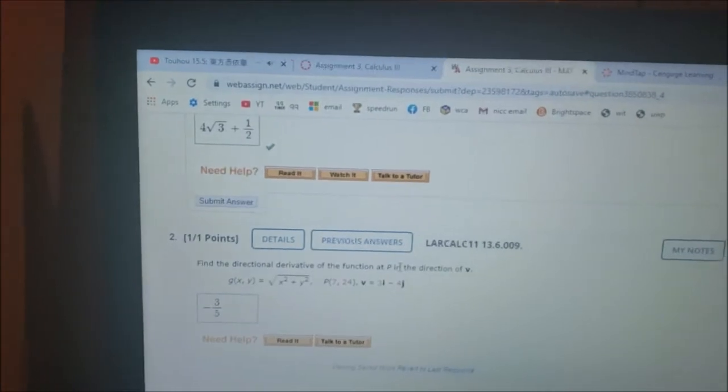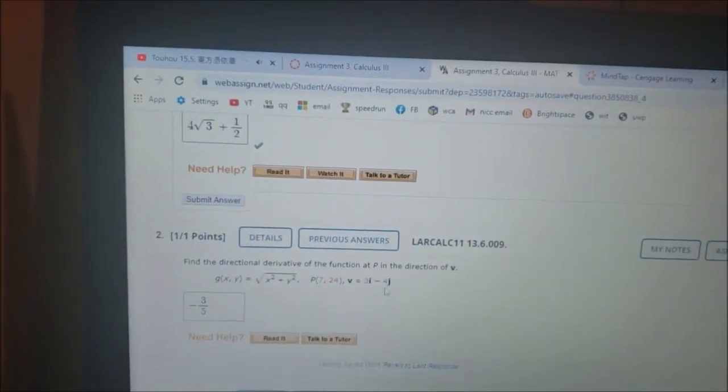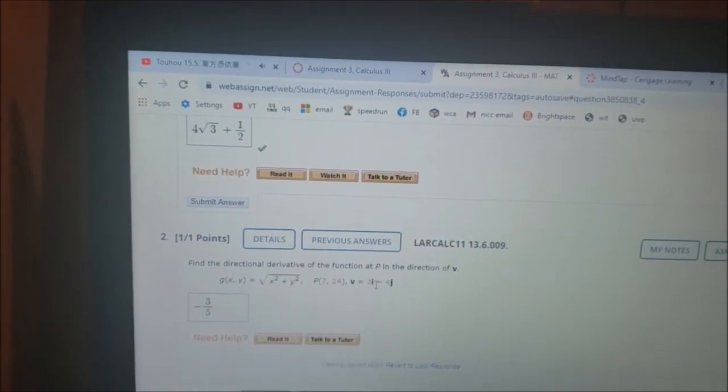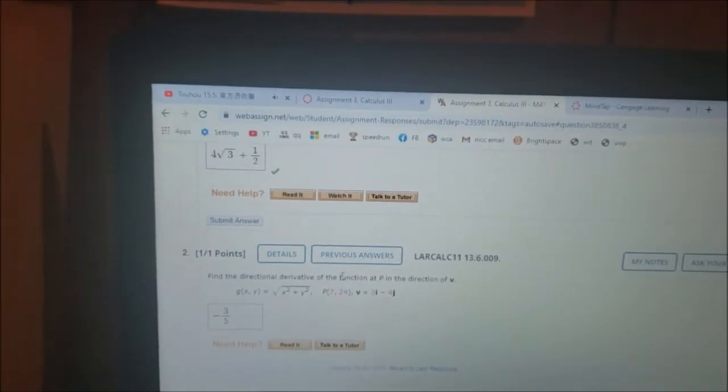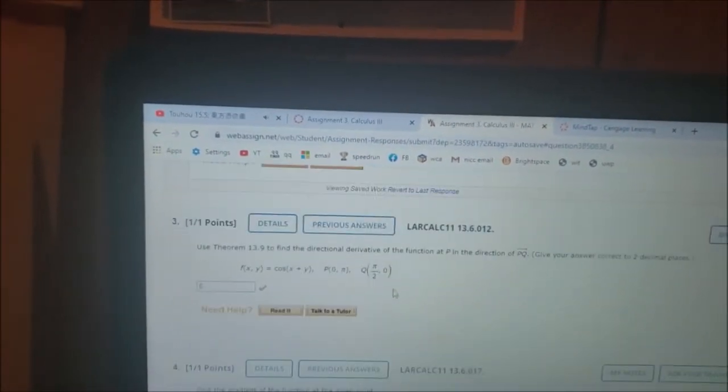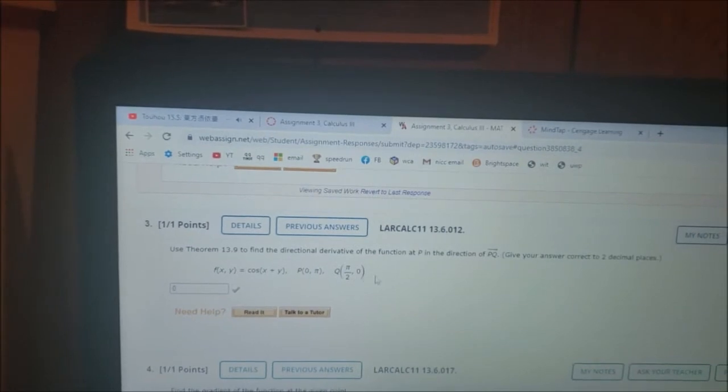Okay, so yeah. And then 2, I think I did it right. Well, the way I did it was wrong, because when you have it in this form, you have to change it to a different form. But once I figured that out, it was fine. And then 3, 4, and 5, I was able to get all of those first try.